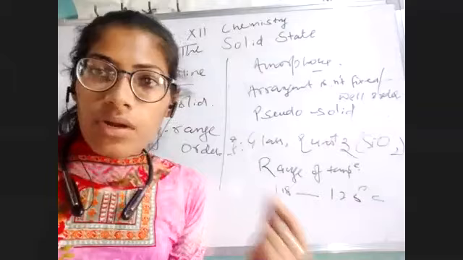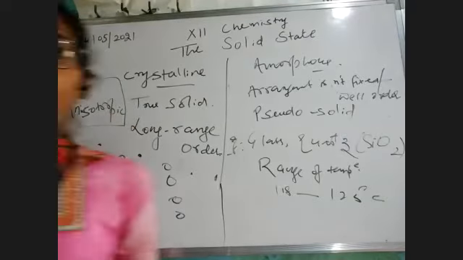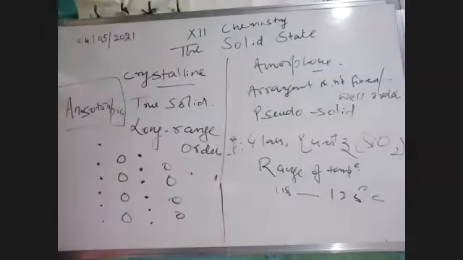Now the other point: we have come to know about crystalline, and we have to know about amorphous. The only difference is their arrangement. Another point is they are anisotropic in nature. I would write here, anisotropic in nature. What does anisotropic mean? Is it clear?